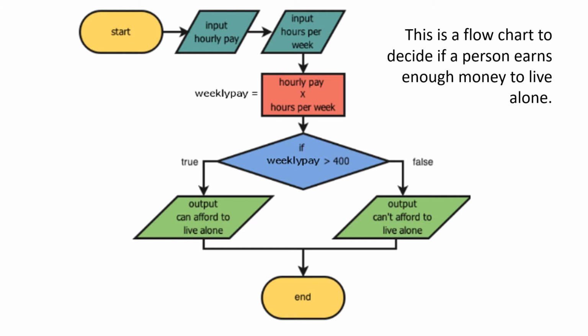If weekly pay is greater than 400, then the output is true, and so we say yes, this person can afford to live alone. If the weekly pay is not greater than 400, the output is false, and we say no, this person cannot afford to live alone.